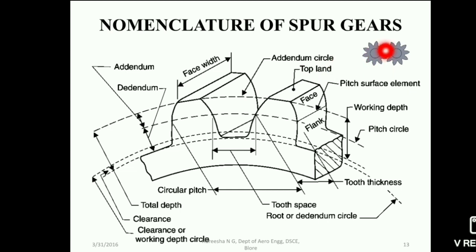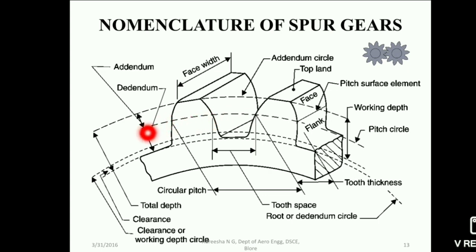For example, here you can see in this picture, both teeth from different gears will be meeting at only one point. The point of contact happens at only one point, and that point is called the pitch point. So we have a pitch point over here, another pitch point over here, and so on for different teeth. When you join all the pitch points, you get a circle, and that circle is called the pitch circle. The diameter of the pitch circle is the pitch circle diameter.